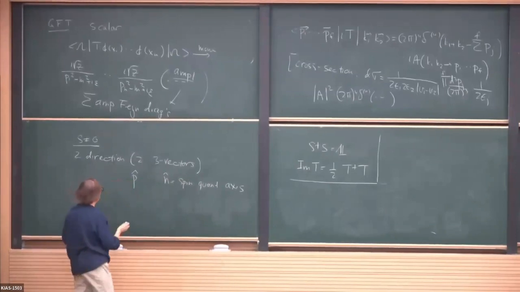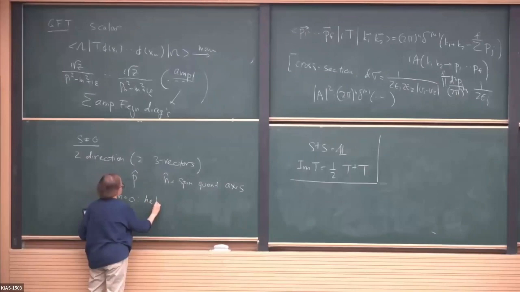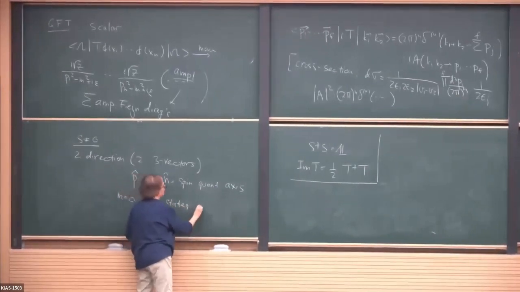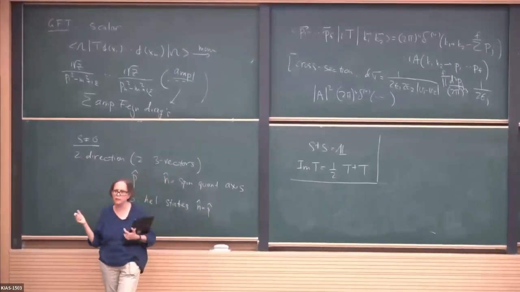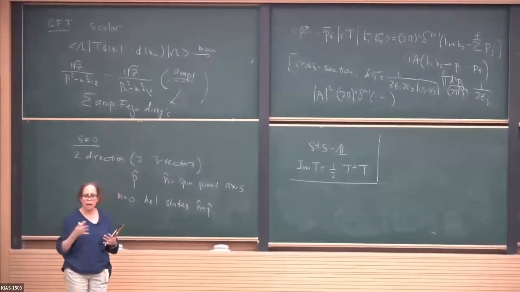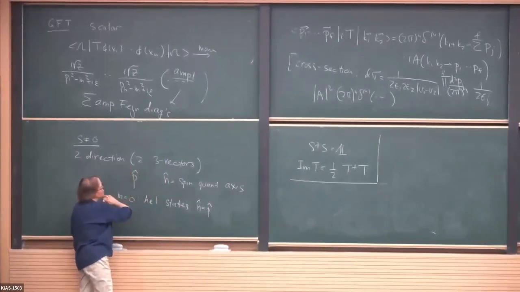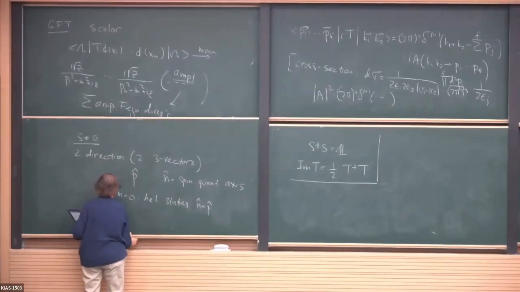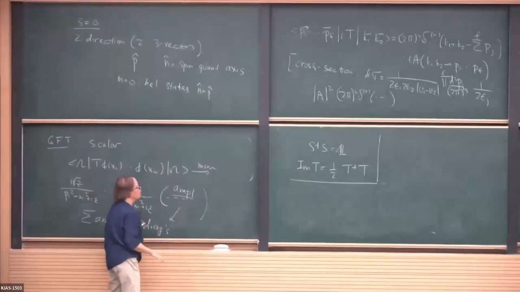If we're talking about massless particles, then it's very natural to work with helicity states. And then this n is equal to p. So we just have a single direction. But for anything else, and in particular for massive particles, we need two directions. So that's one thing to keep in mind.